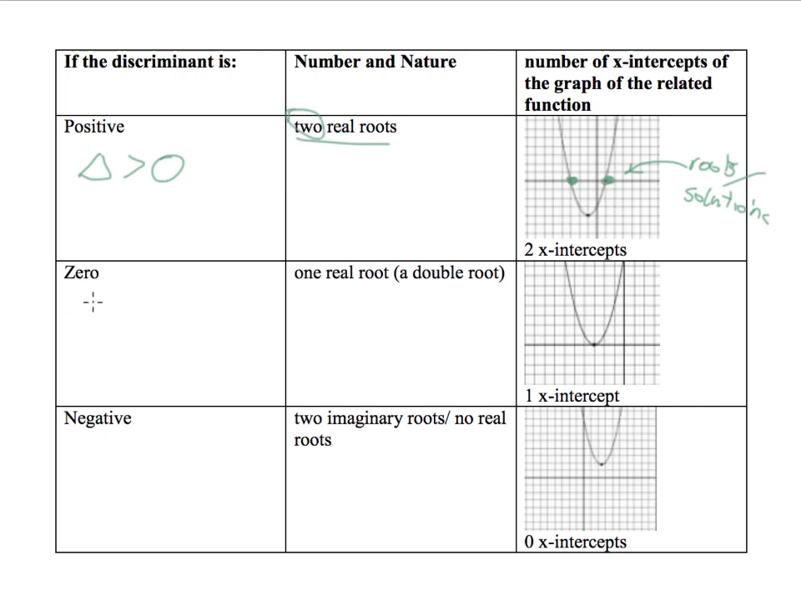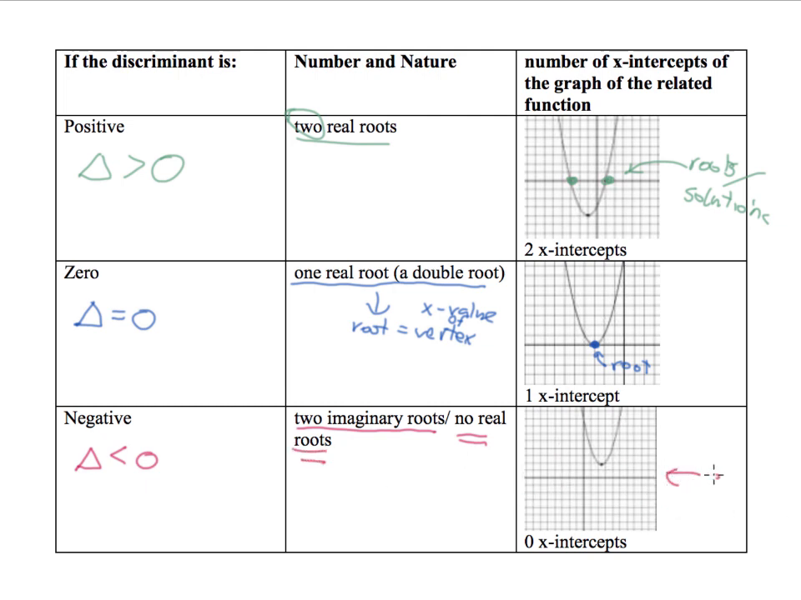If the discriminant is 0, we have one repeated root, which means that the root is equal to the x value of the vertex. So we have one x-intercept, and it is the vertex of our graph. If the discriminant is negative, we have no real roots, and we have two complex or imaginary roots. And that means that the graph will never touch the x-axis.